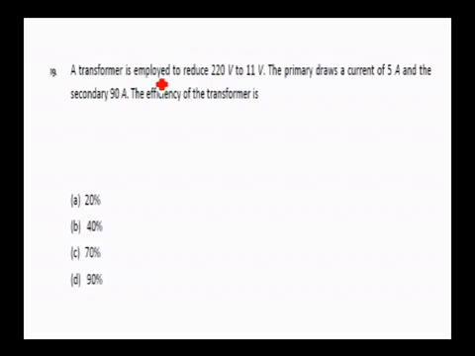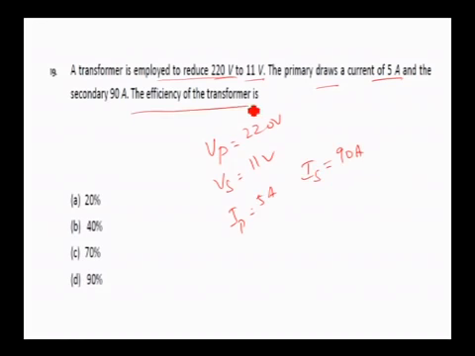A transformer is employed to reduce 220 to 11 volt. 220 is the primary voltage and VS is 11 volt. The primary draws a current of 5 ampere, that is IP is equal to 5 ampere, and IS is equal to 90 ampere. What is the efficiency of the transformer?